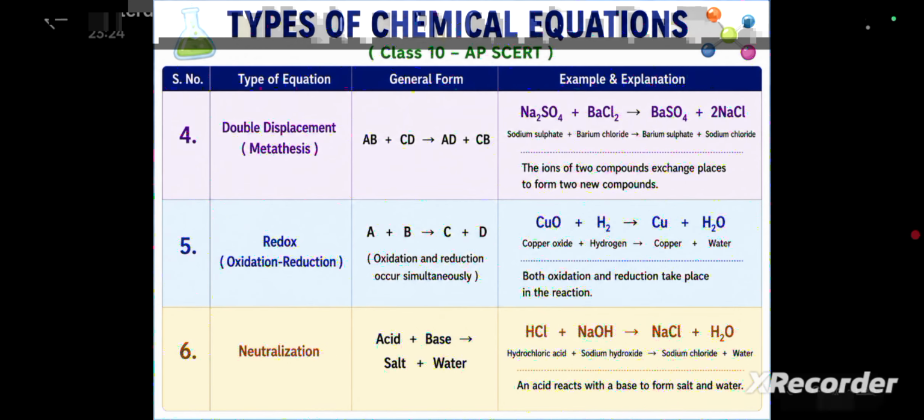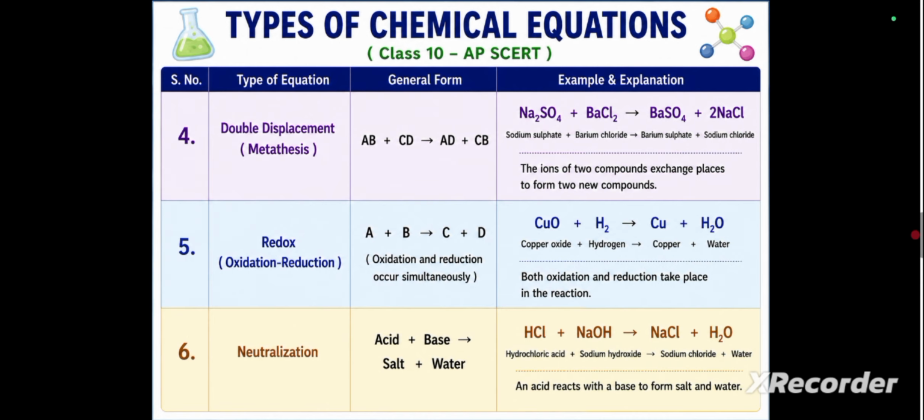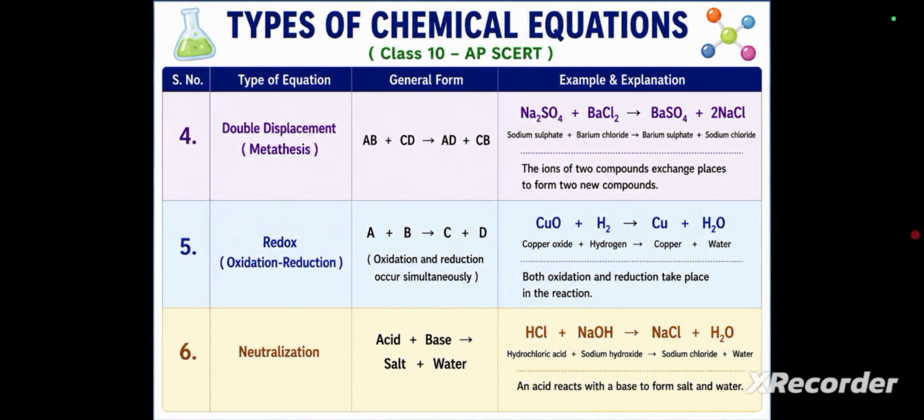Generally, these four types of reactions, combination, decomposition, displacement and double displacement, are called chemical reactions. And some other reactions are also called chemical reactions. They are very useful in our daily life also. So the fifth one is the redox reaction. Redox means oxidation and reduction. In this reaction, oxidation and reduction happen at the same time.